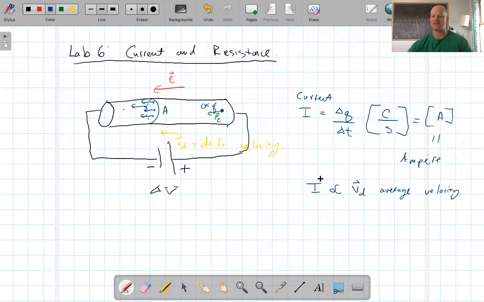Now, one thing that is different about current and average velocity or drift velocity is, remember, velocity is a vector, which means it does depend on direction, whereas current actually turns out to be a scalar quantity because charge and time are both scalars. So they're not directly the same thing, but they are directly proportional to each other. We'll talk about how that is in class. This quantity here is what's called the average current.